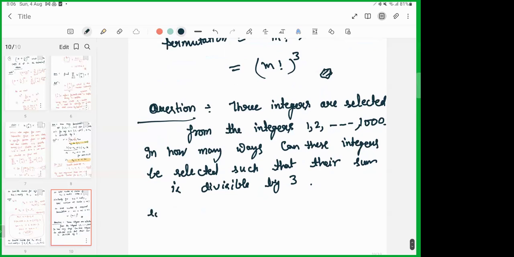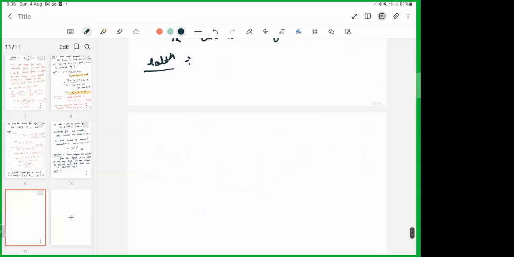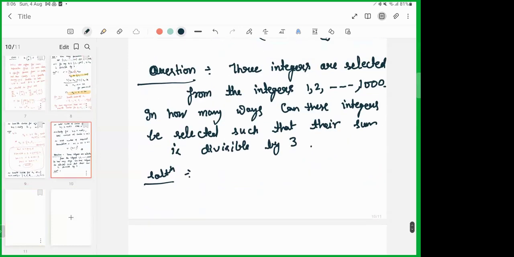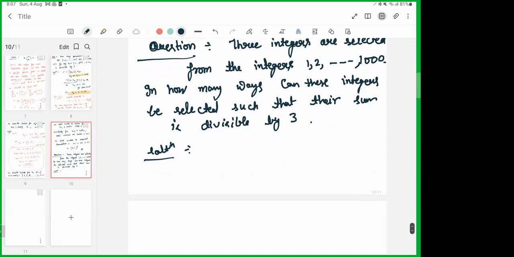Interesting. This is the question. So three integers are selected from 1 up to 1000. In how many ways can these integers be selected such that their sum is divisible by 3? Similarly, you can do it for their difference and other number choices. These are some questions.